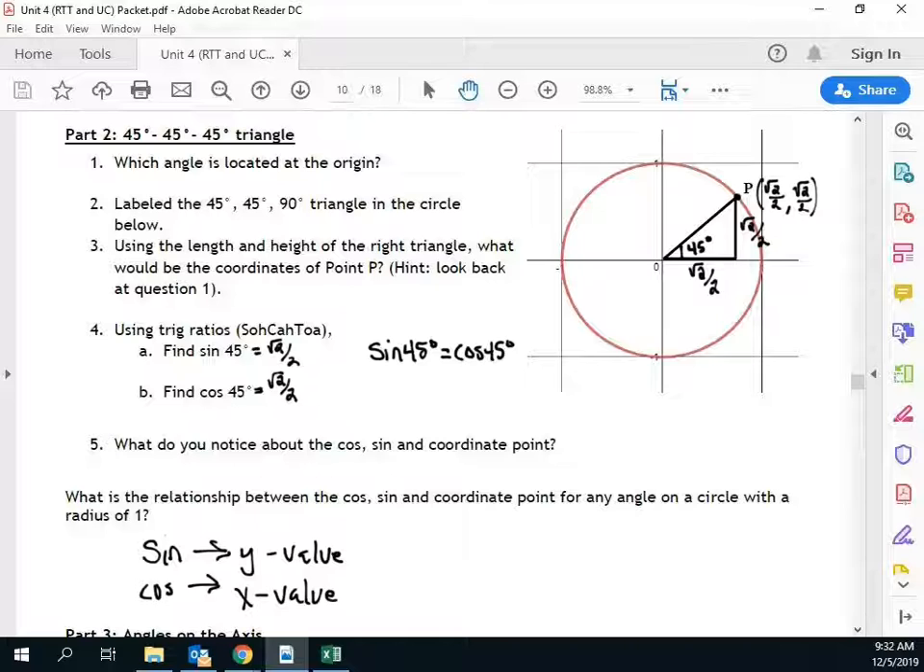And that's what it is about the unit circle, is that you're going to go in, find out all the coordinates around the unit circle, and then from there you can find sine, cosine, and tangent without having to use a calculator. All you have to use is just the unit circle.